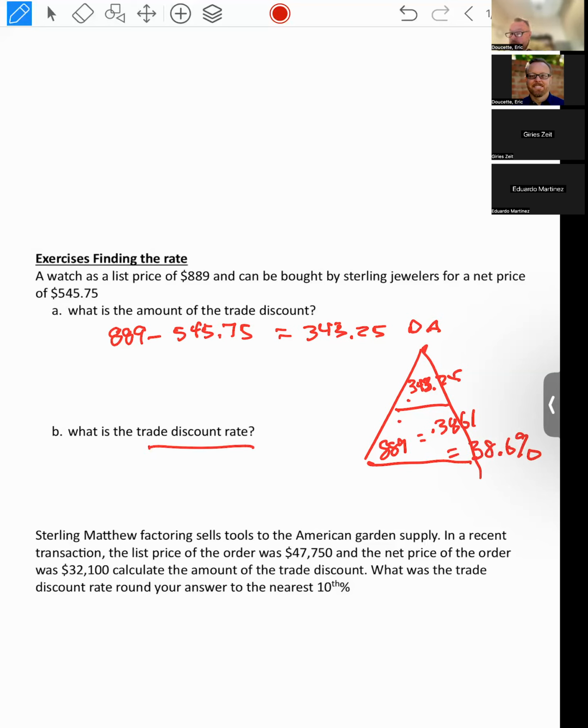We had a 38.6% discount on our $889 watch, because we only really spent our net price of $545.75. We get a 38.6% discount. So all I did was I figured out first the difference between the two, and then I took the difference and divided it by the original. Remember, we talked about this with rate of change, and that told me the rate of change.